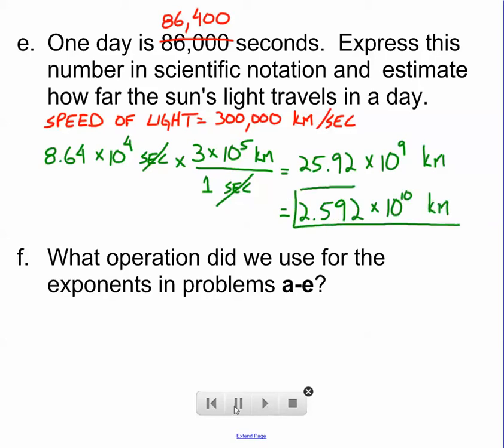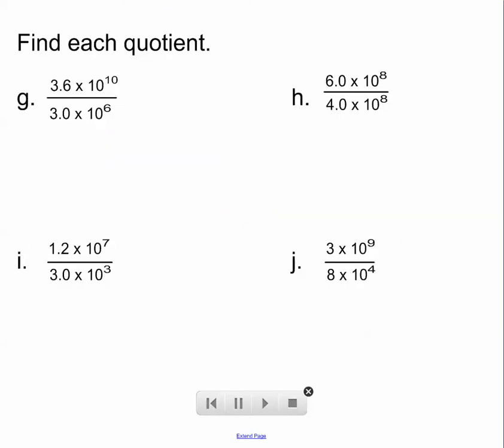Okay, so what operation have we used for the exponents in problems A through E? We've been multiplying scientific notation numbers. And what did we do with the exponents every time? We were adding them. Because when you multiply numbers at the same base, in this case the base was always 10, we add the exponents. Moving on. Now we're being asked to divide.